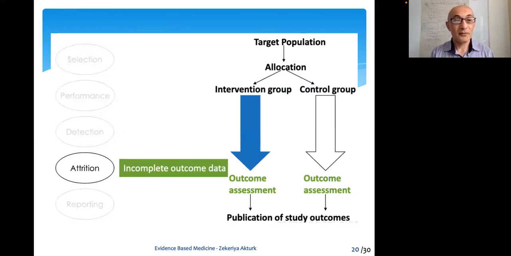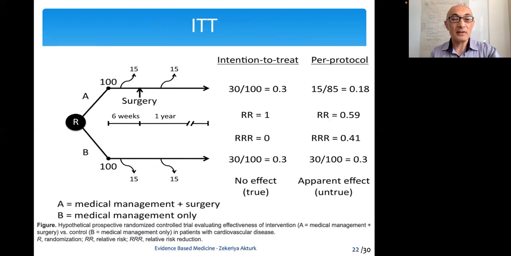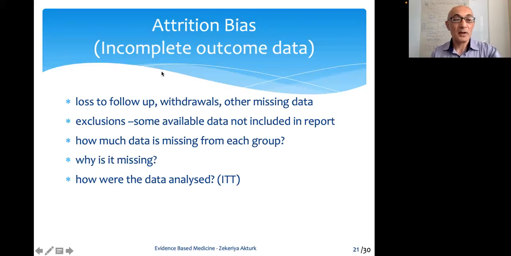The fourth type of bias in this presentation is attrition bias, and we have touched on this issue a little bit before. It was about the incomplete measurement of the outcome data, or whether we are conducting our analysis based on intention to treat, or a per protocol analysis. To explain this, we have a diagram, an example. But before showing the example, I want to remind you once more what it means.